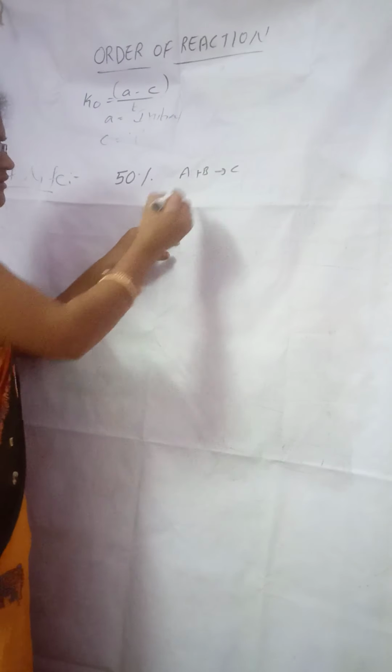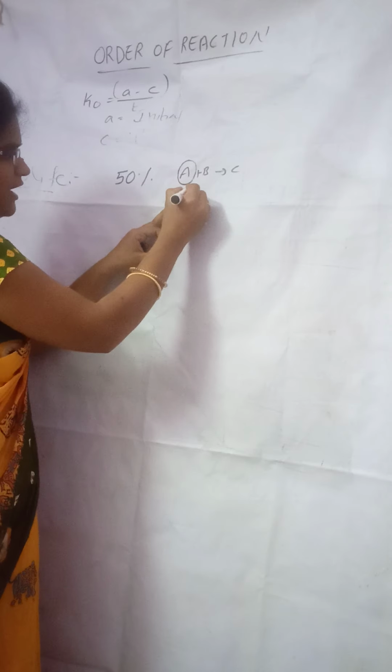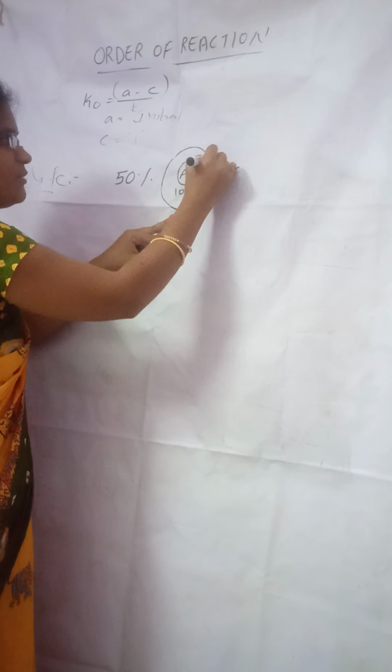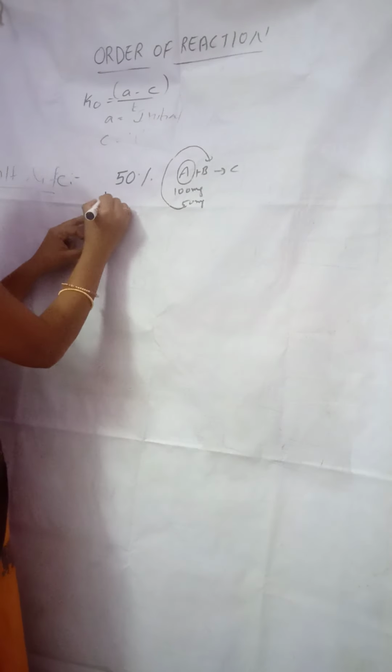For example, in a chemical reaction, take the same reaction A plus B giving C. We are considering reactant A. Suppose we are adding 100 mg. Half of its initial concentration means it will become 50 mg. So to utilize this 50 mg in the reaction, the time it takes can be called half-life. That is the definition of half-life, and it is indicated by the symbol T half.